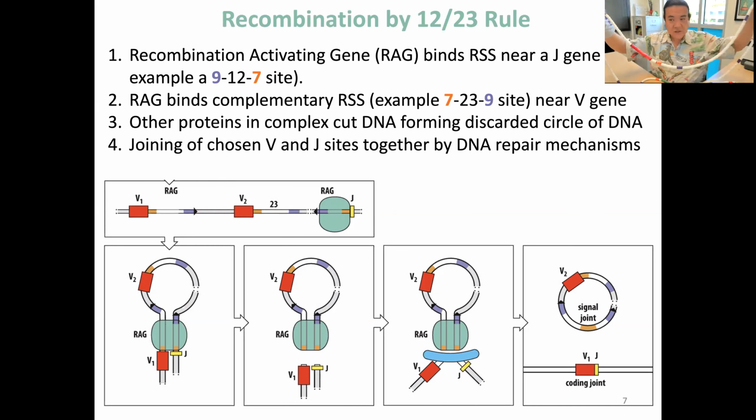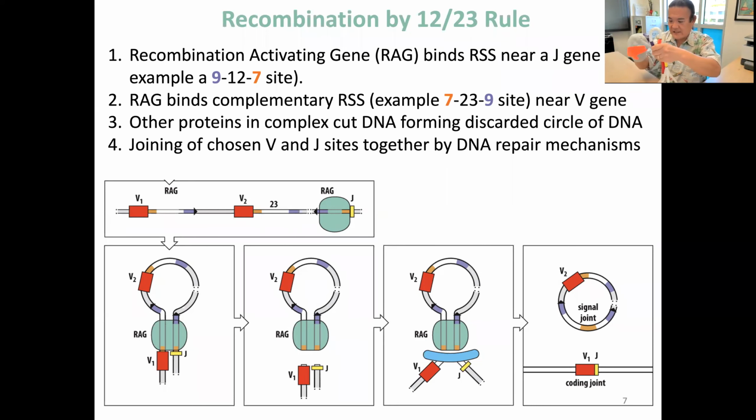Then elsewhere, maybe really far away down the DNA strand here, let's get to the yellow blocks. Where'd my yellow blocks go? All right, here they are. There is the complementary one. If this was the 9-12-7 RSS, this would be maybe the 7-23-9 one. It would also bind purple part to purple part, orange part to orange part.